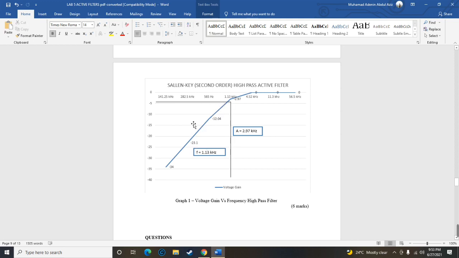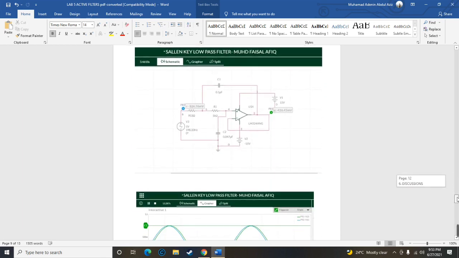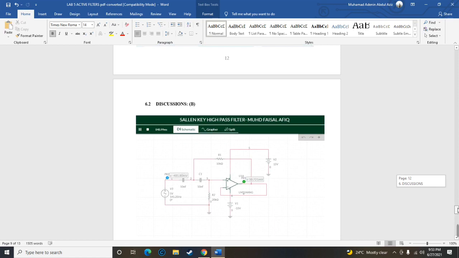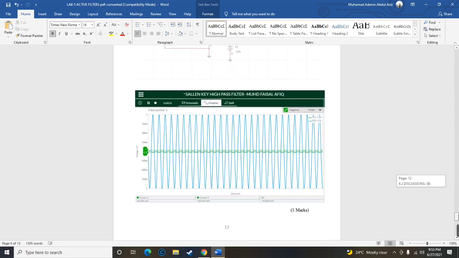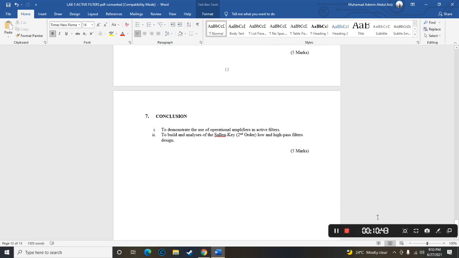We can see there is a difference between the low pass and the high pass. The graph is opposite to the low pass filter graph. This is the circuit I have done for the Sallen-Key low pass and high pass filter. So, conclusion: to demonstrate the use of operational amplifier in active filter, and also to build an analysis of the Sallen-Key second order low and high pass filter design.